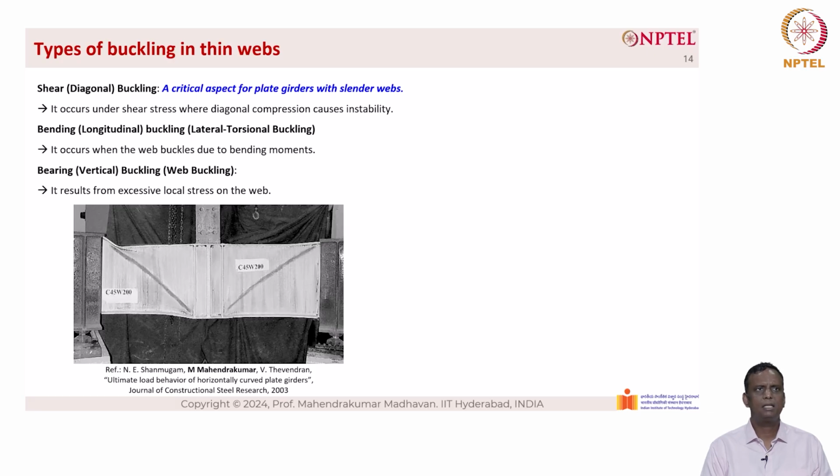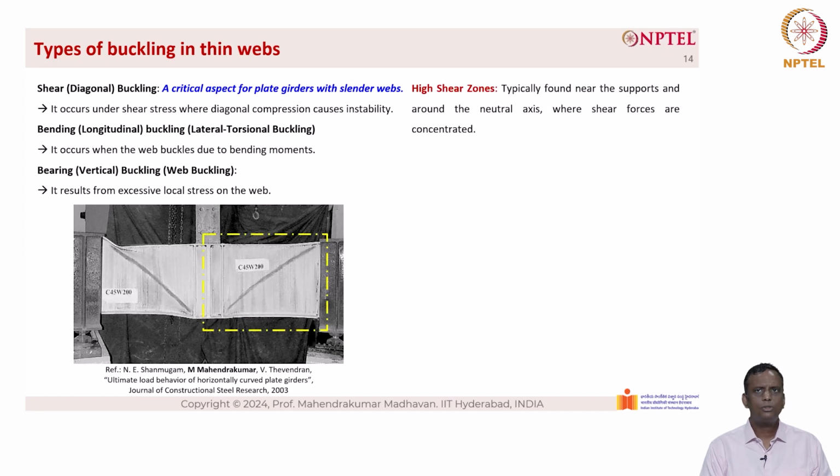So to understand clearly, there are three types of buckling in thin webs. One is called the diagonal or the shear buckling. The next one is the bending or the lateral torsional buckling. The third one is the bearing or the web buckling. There are also high shear zones that need to be taken into consideration.